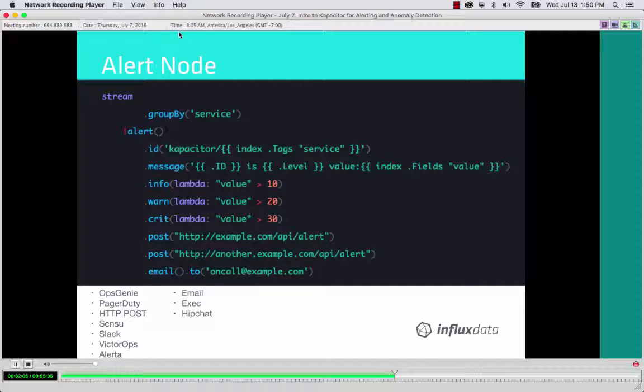So in addition to the posting to a particular endpoint and sending out an email, we also allow you to use OpsGenie, PagerDuty, Sensu, Slack, VictorOps, Alerta, email, exec, HipChat. Any of these things you can alert to via this sort of alert node here. And there's a lot more than I've listed here. I've just picked the ones that seemed most prominent in my mind.